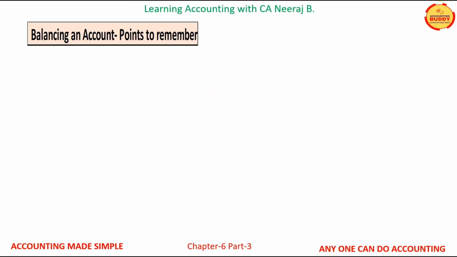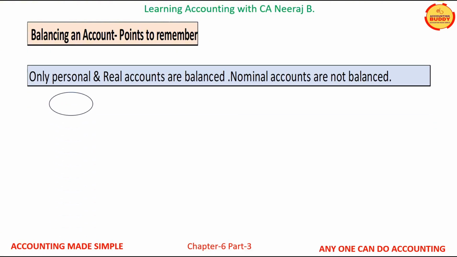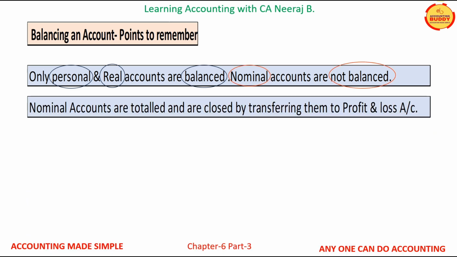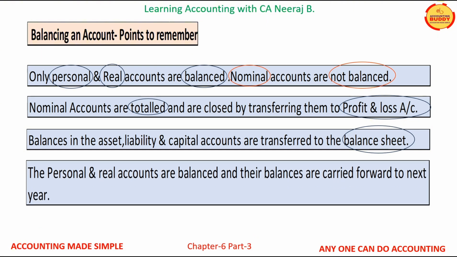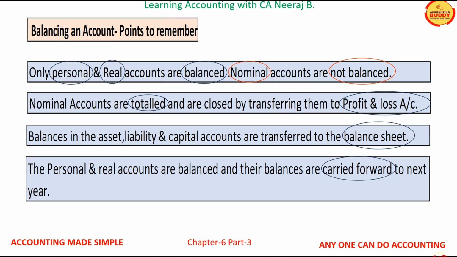Important facts which you should always remember for balancing an account are: only personal and real accounts are balanced. Nominal accounts are not balanced. Nominal accounts are totaled and are closed by transferring them to profit and loss account. Balances in the asset, liability and capital account are transferred to the balance sheet. The personal and real accounts are balanced and their balances are carried forward to the next financial year.